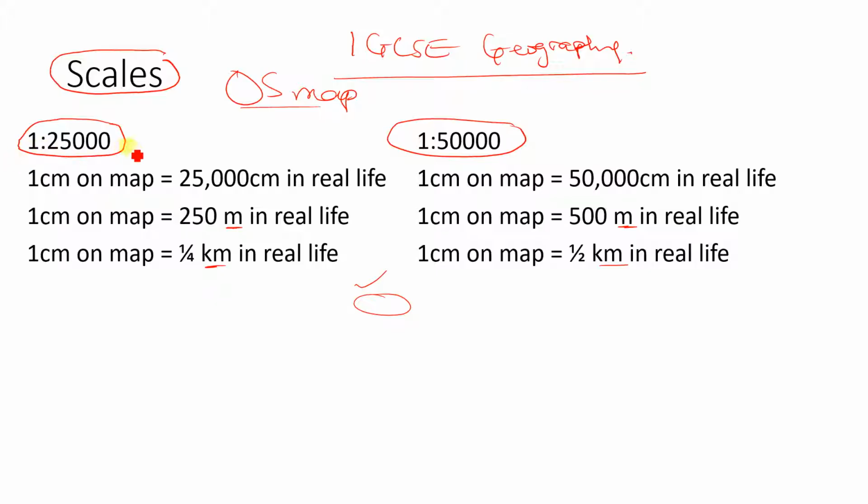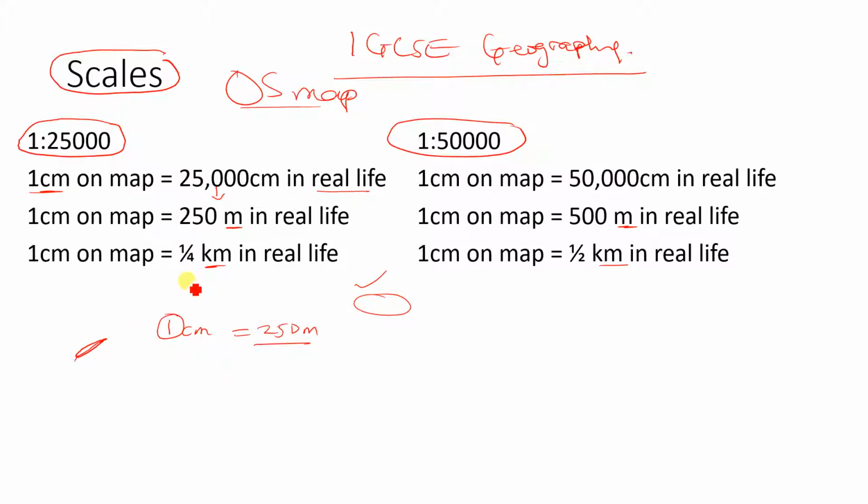For a scale of 1:25,000, what that means is 1 centimeter on the map is equal to 25,000 centimeters in real life. So for every 1 centimeter you measure on your map, in a real life scenario, it is 25,000 centimeters. Now, to convert from centimeters to meters, you just need to divide by 100. So that means every 1 centimeter on the map is equal to 250 meters in real life. So any value you measure in centimeters using your ruler, all you need to do is multiply by 250 if the scale of that map is 1:25,000 to get your answers in meters.